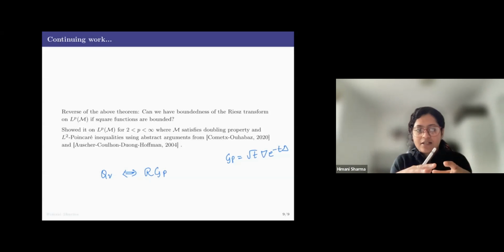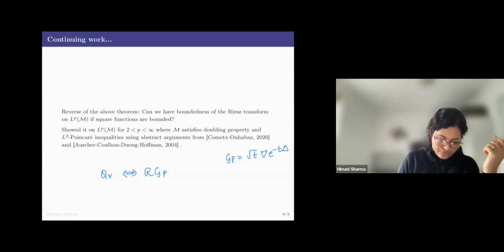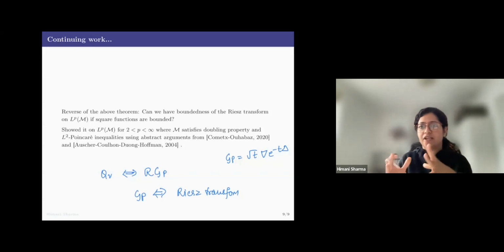In fact, in the paper by Auscher, Coulhon, Duong, and Hofmann, they actually showed that for M which satisfies the doubling volume property and L2 Poincare inequalities, then for the range P in the interval 2 to infinity, the boundedness of GP implies boundedness of the Riesz transform. In fact, this relation is also, I think, if I'm not wrong, an equivalence relation. The boundedness of GP will give you the boundedness of the Riesz transform.